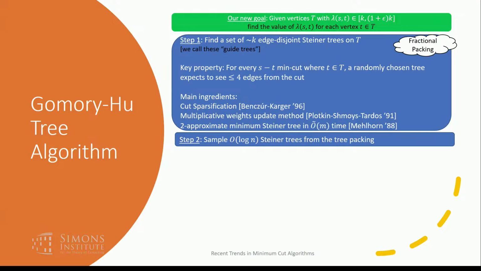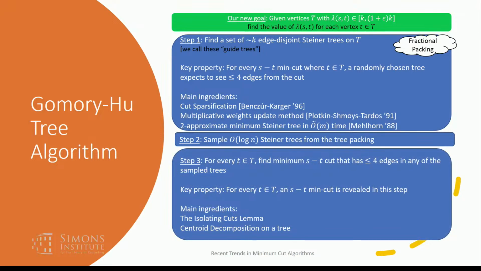Next, we would sample a log set of Steiner trees to reduce our sample size and still preserve the fact that on average, or with high probability, at least one of these Steiner trees intersects the cut in almost 4 edges. And finally, we showed an algorithm to compute the ST min cut, assuming that there are almost 4 edges of the Steiner tree crossing this cut. And here the key ingredients we used were the isolating cuts lemma, and also various techniques for treatment.